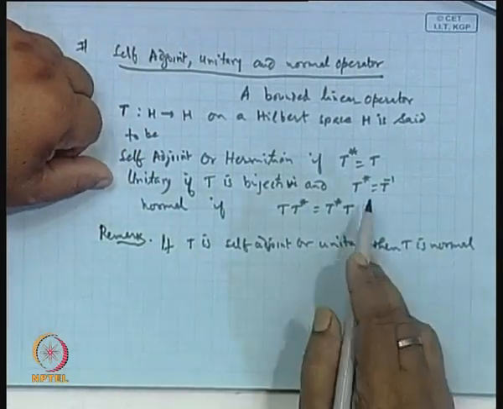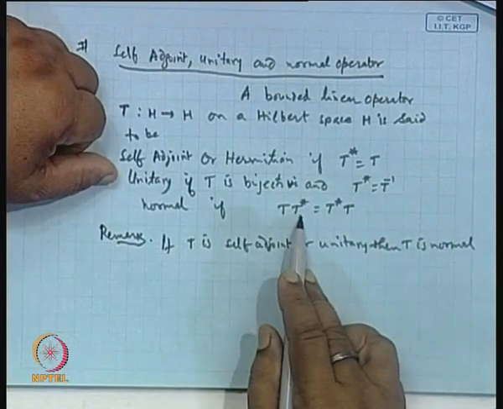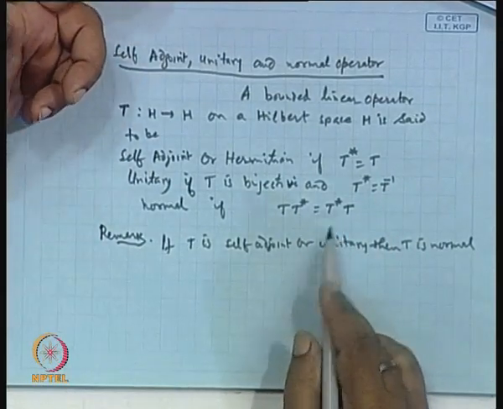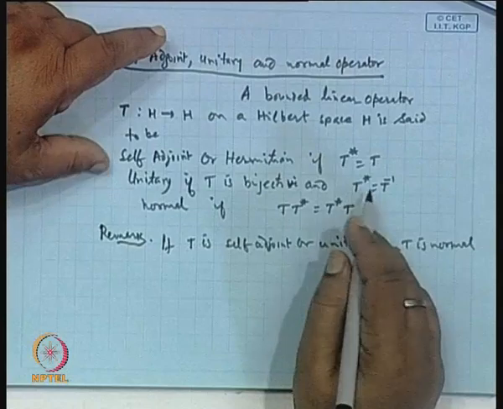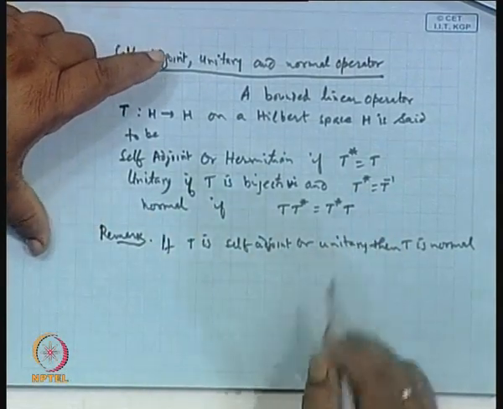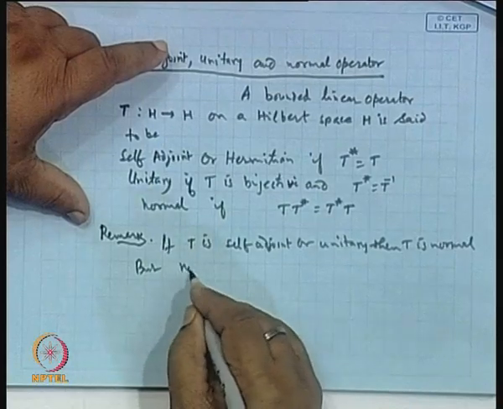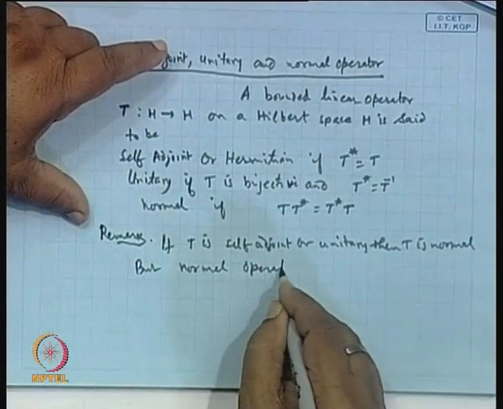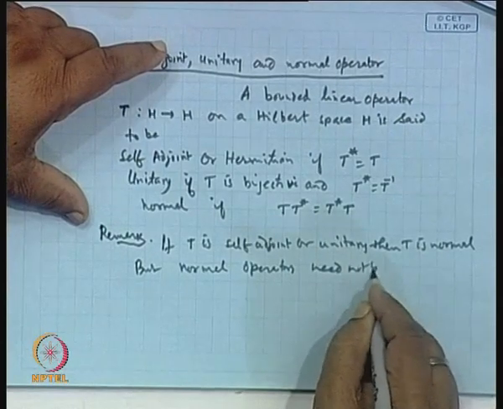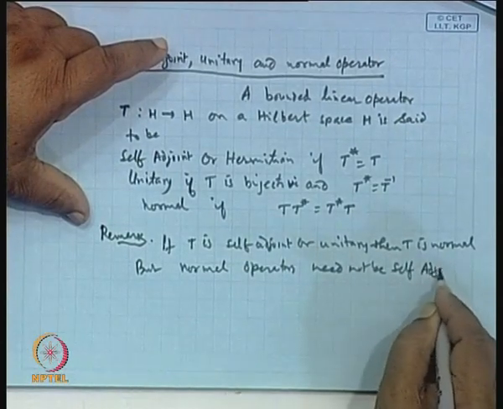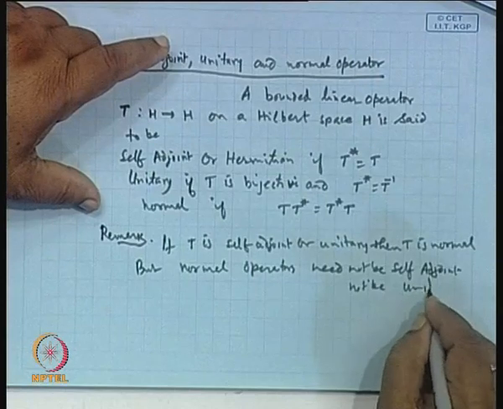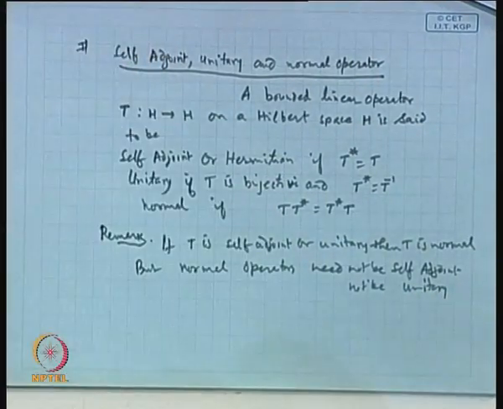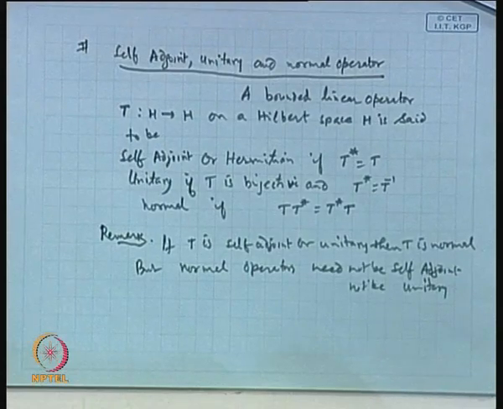If it is unitary, then T star is nothing but T inverse. So, T T star becomes I and T star T also becomes I. So, basically self-adjoint implies normal, unitary implies normal. But a normal operator need not be self-adjoint or need not be unitary. Converse need not be true. An operator may be normal, but it need not be a self-adjoint operator or unitary.